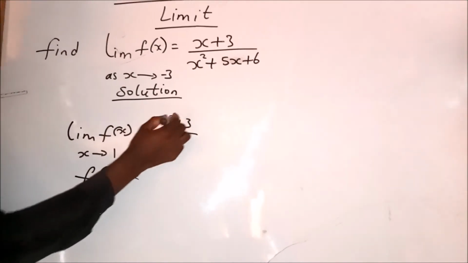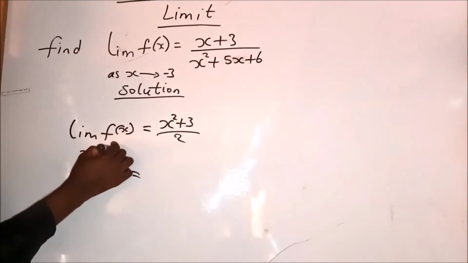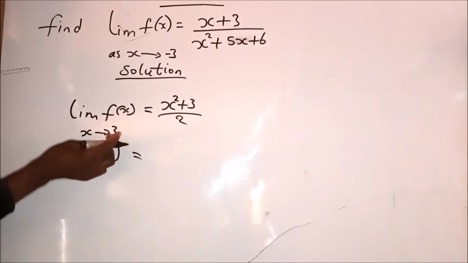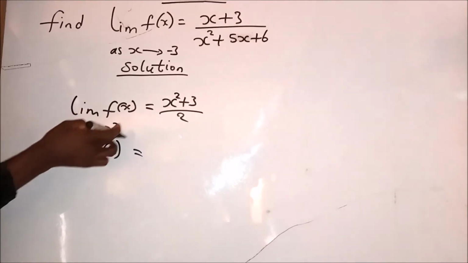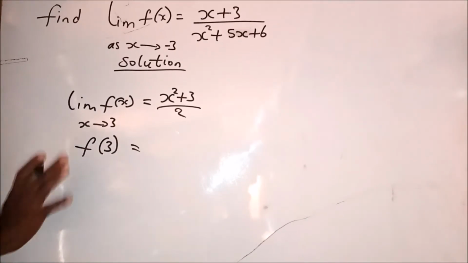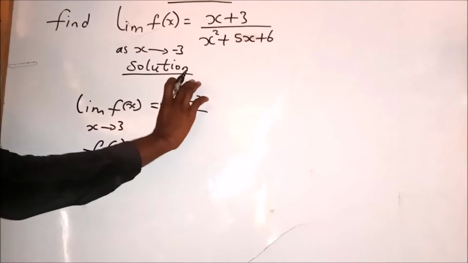Or if you have something like x squared, here we have 3. The same thing, we solve it as if we are looking for f of 3. That is substituting this 3 for x in this expression. So ordinary substitution directly into what we have.